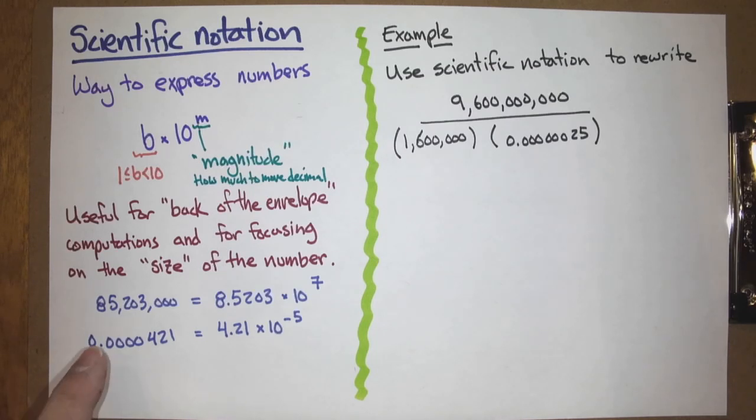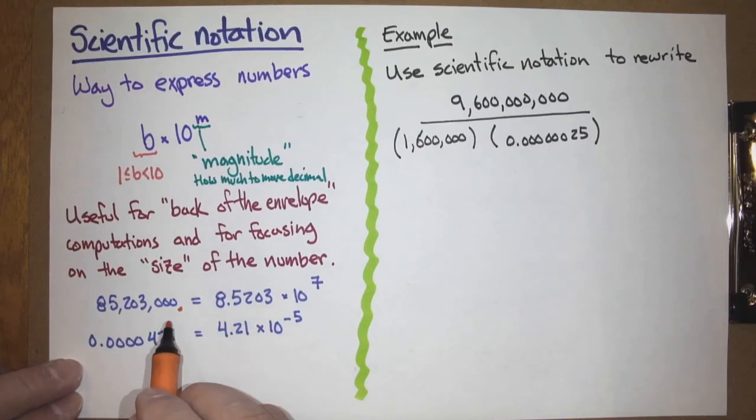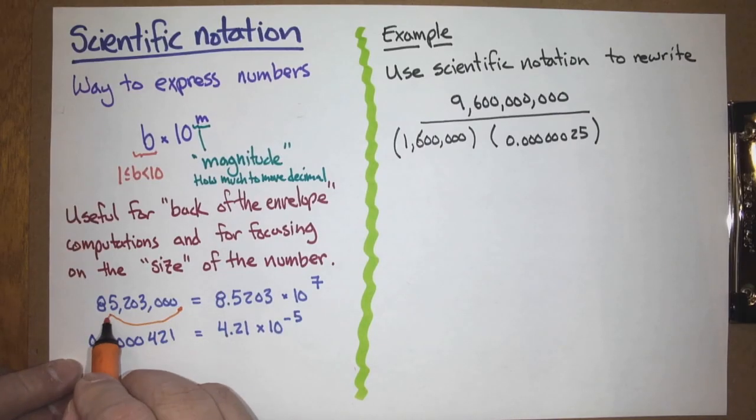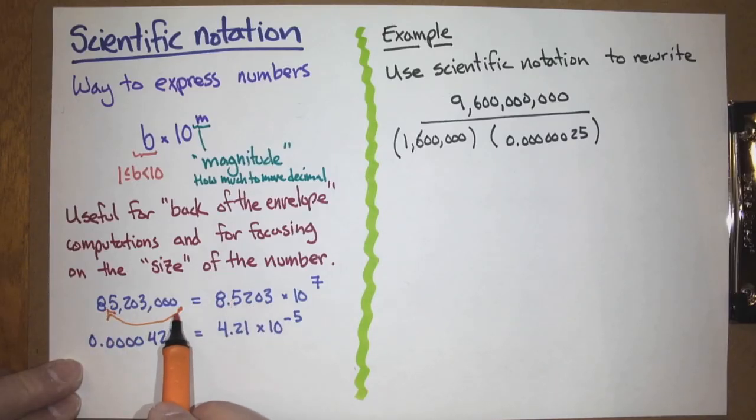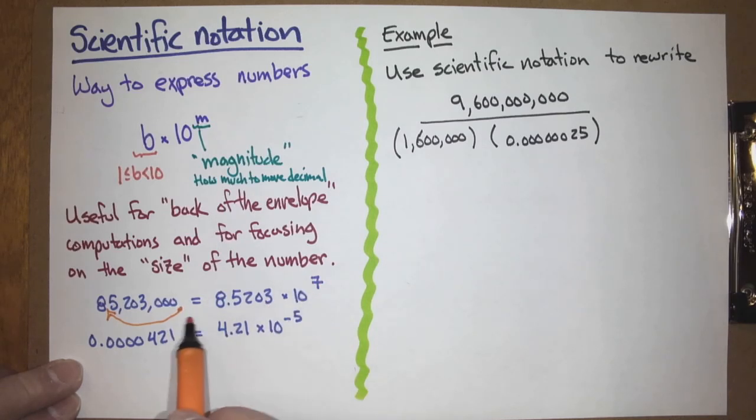So for instance, 85,203,000. Well, what's happening? We want to take the decimal place, which is currently at the end, and move it over to there. So it would be 8.5203. Now the question is, how far did you move it? Well, we had to move it 7 places. How far back do we have to go? 7 to the right, that means a plus 7. That's where this 7 came from, how far you had to move.